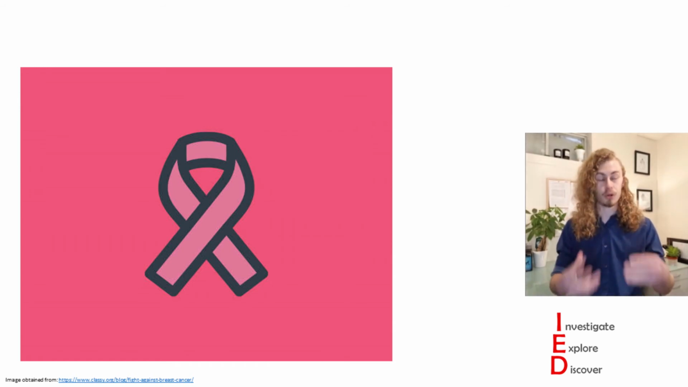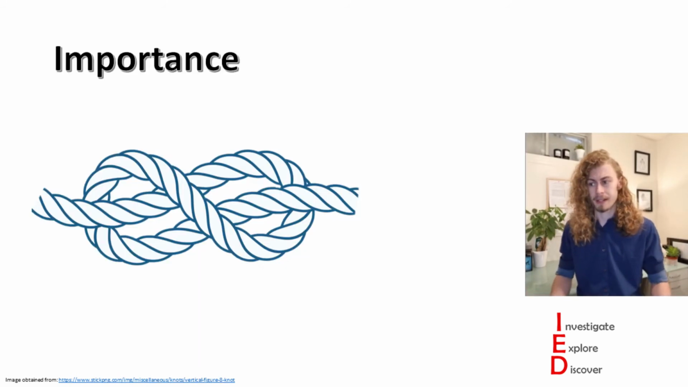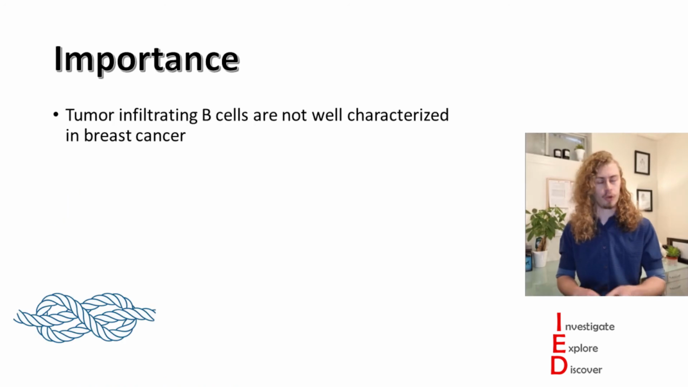So now that we know a little bit about breast cancer and B cells, this leads us to the most important question of every paper, which is, why is this important? So why is it important that we look at B cells in the context of breast cancer? This is important because in contrast to T cells, which are well characterized, tumor-infiltrating B cells are not well characterized.